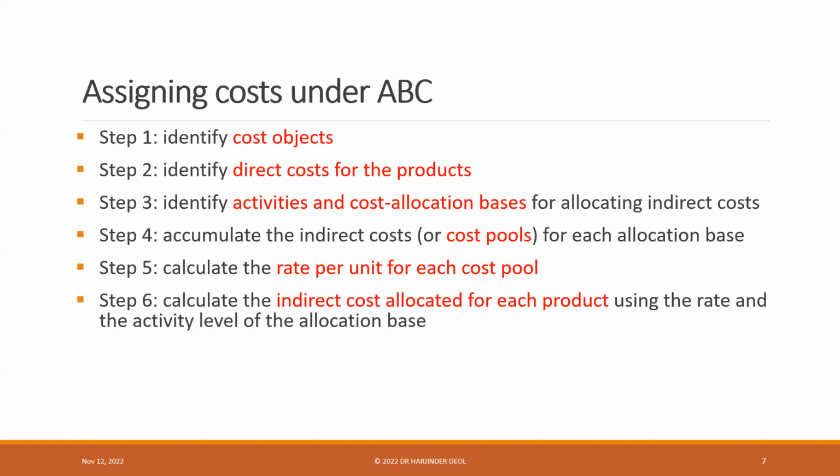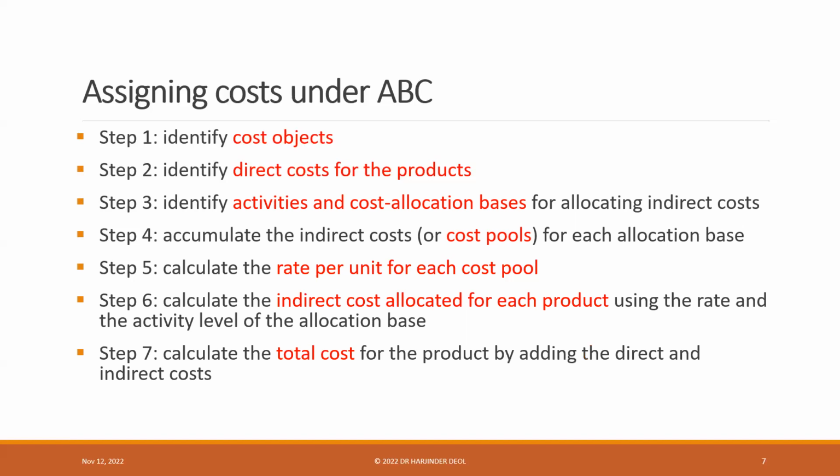We calculate then the indirect cost that's allocated for each product using the rate from step 5 and the activity level of the allocation base. And then lastly, we calculate total costs for the product by adding the direct and the indirect costs. So direct costs were in step 2, indirect costs were allocated in step 6.